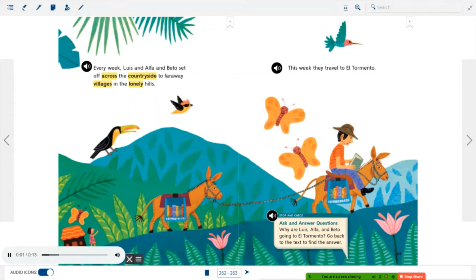Stop and check. Ask and answer questions. Why are Luis, Alpha, and Beto going to El Tormento? Go back to the text to find the answer.